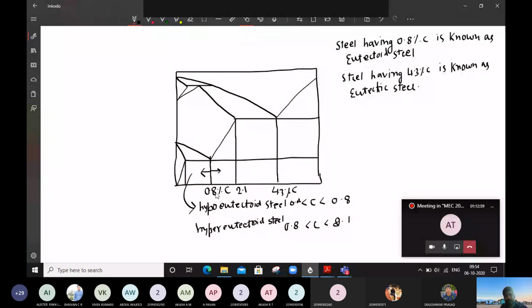Okay, so these two things we have seen. If steel has 0.8% carbon, then it will be known as eutectoid steel. But if the steel has carbon greater than 0.02 and less than 0.8, then we will call it hypoeutectoid steel. And if the steel has carbon greater than 0.8 but less than 2.1, then it will be known as hypereutectoid steel. I think we are running short of time, so we will continue our discussion on this iron carbon phase diagram in the next class also.